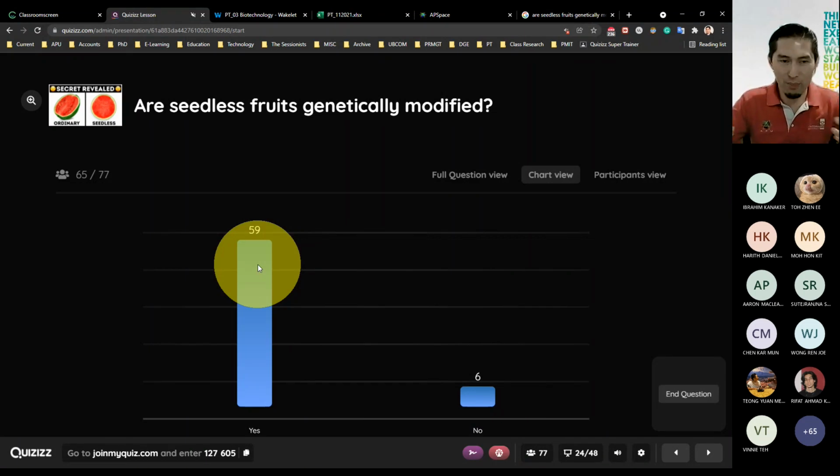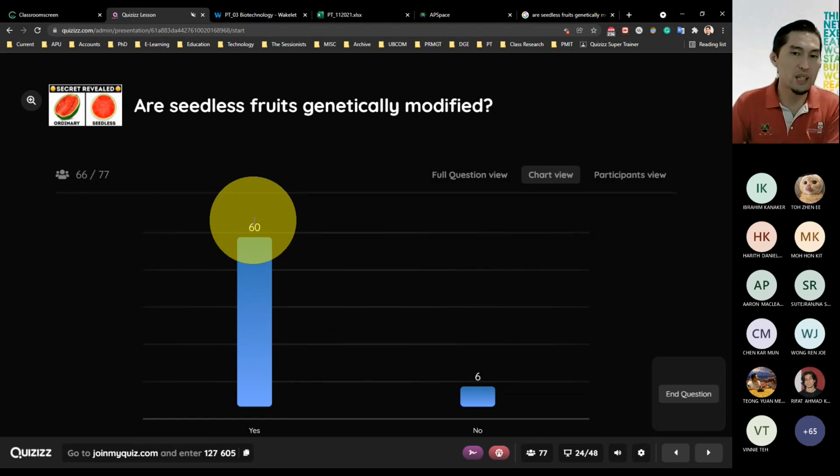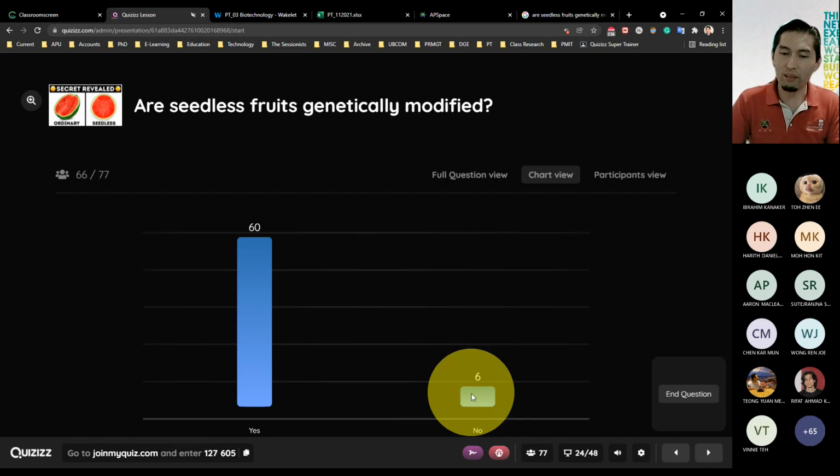It's the type of breeding, or the type of planting that they do, right? They combine certain traits of certain plants and fruits in order to get a whole generation of fruits which are seedless. So 59 of you have learned something new today. Seedless fruits are not genetically modified. The 6 of you here, I'm not sure if you have Googled first before answering. Maybe that's why you got the right answer.